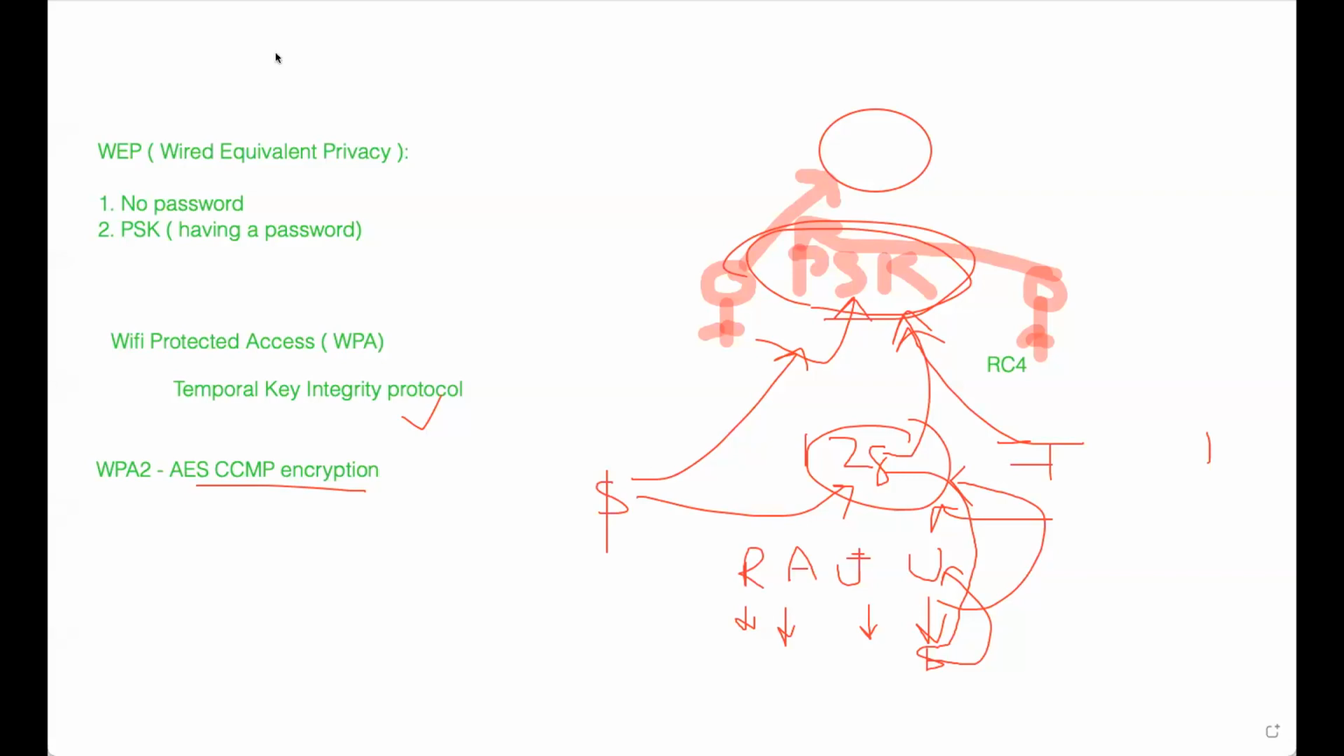And the last thing, they came up with WPA3, which is even more secure. It replaces CCMP with GCMP. Sorry, I'm confused.